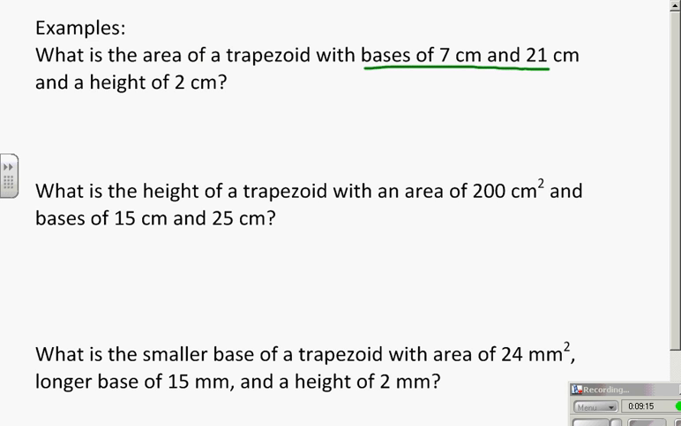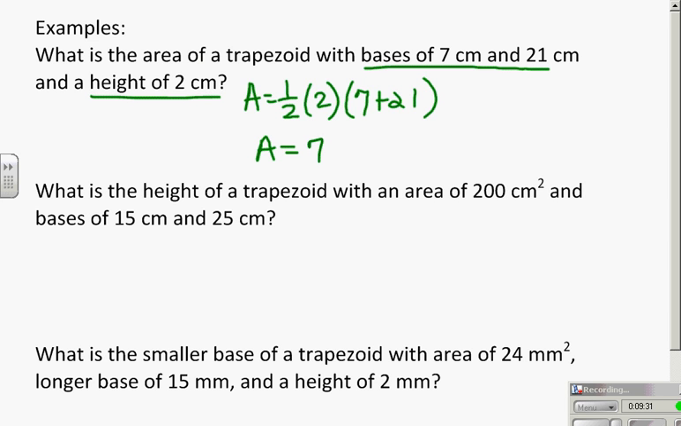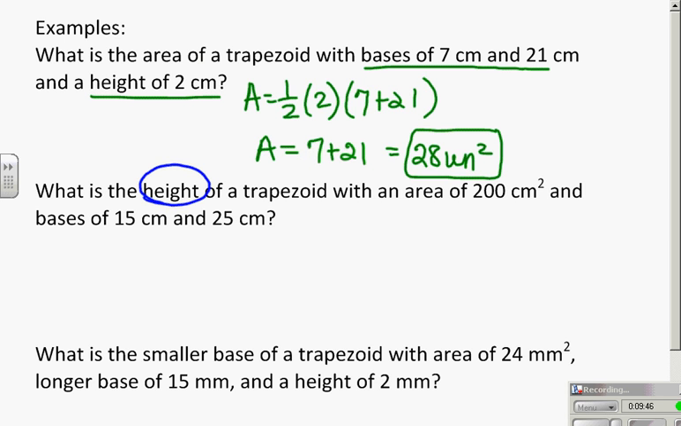So the area of a trapezoid with bases 7 and 21 and a height of 2. So my area is 1/2 of the height times the bases added. Doesn't matter which one is base 1 and which one is base 2. You add them together. So 1/2 of 2 is 1. So my area is really 7 plus 21, which is 28 units squared. Whenever you can take that half in the multiplication, go ahead and do it. Do it in the easiest way.